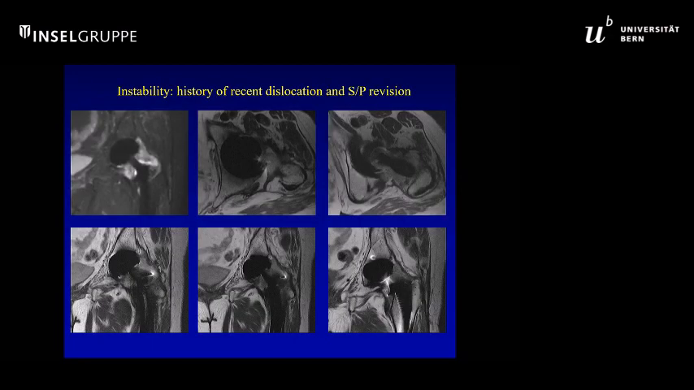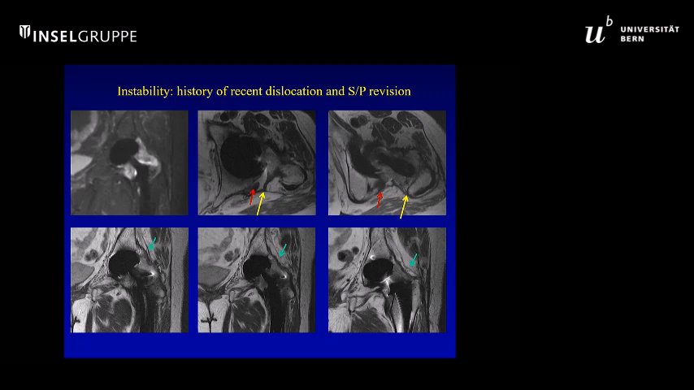What about instability? This is a posterior approach. We can see the short external rotators are off. The posterior capsule is deficient. At the same time, we also want to evaluate the posterior capsule, but also the abductors, and you can see the subselective denervation in the gluteus minimus and the stripping of the tendon.